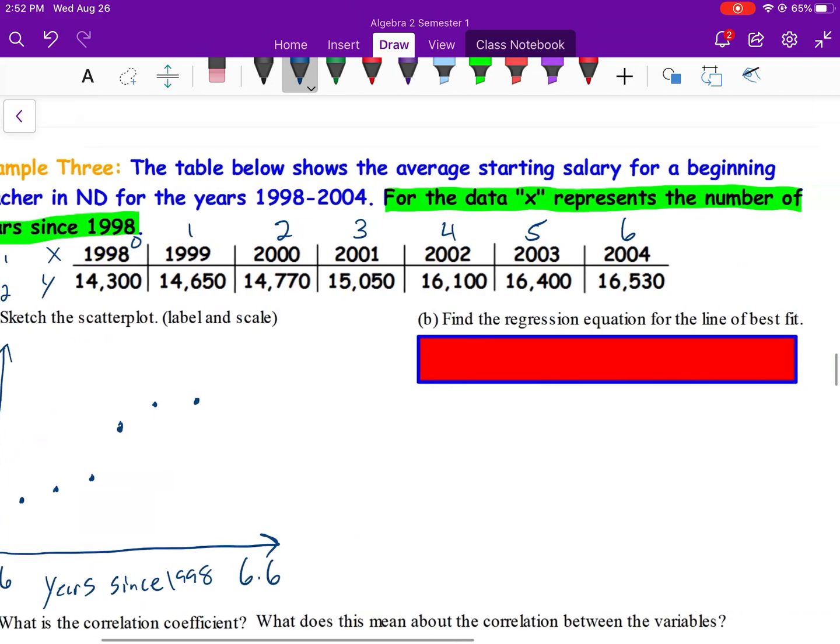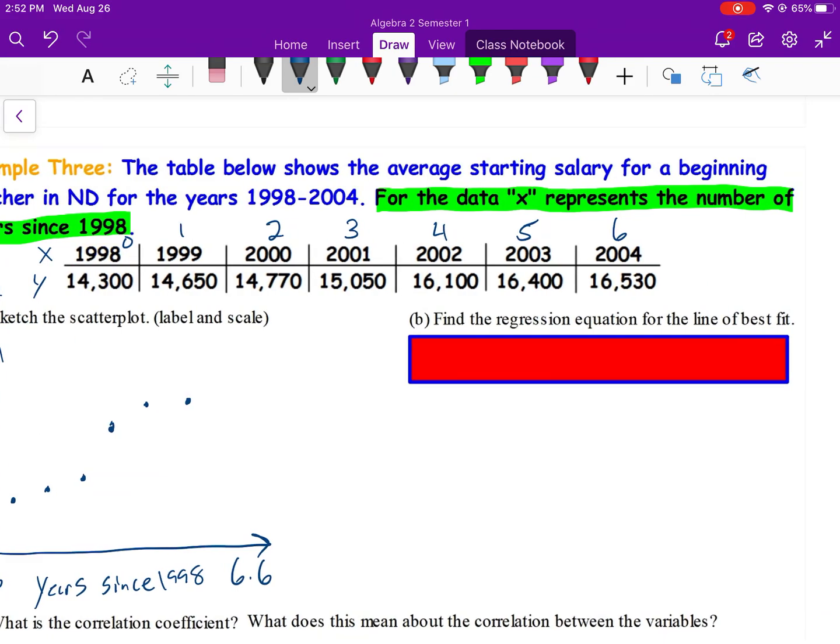All right, so then finding that regression equation again, that's where you go into stat calculate, we're going to get y is equal to 411.4286x plus 14,165.7143.